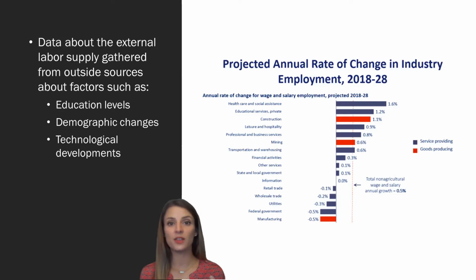To evaluate the labor supply and the external environment, we might collect information about education levels, demographic changes, and technological developments. We might also analyze labor statistics. I pulled this figure from the U.S. Department of Labor's website. I pulled it just as an example to show you evidence, data that we might use to better understand the supply of labor in the external environment.